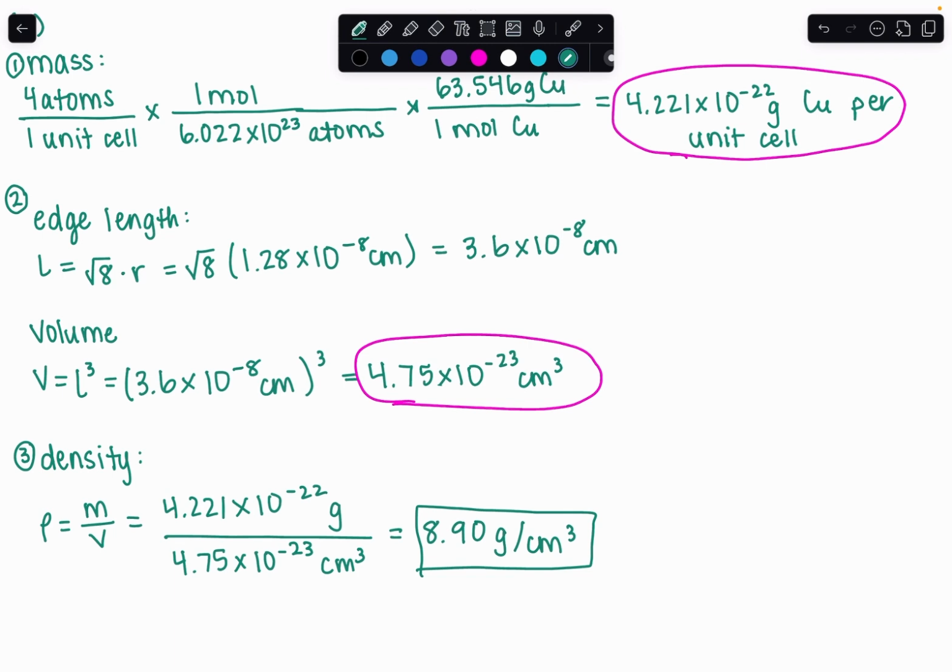So as in this example, we knew the radius. We were told face-centered or simple. We could then calculate the mass knowing the number of atoms per unit cell, and the volume knowing the equation for edge length plus the radius. Then we calculate density.